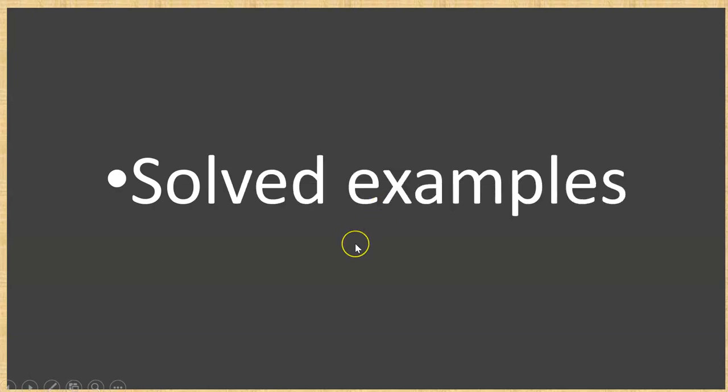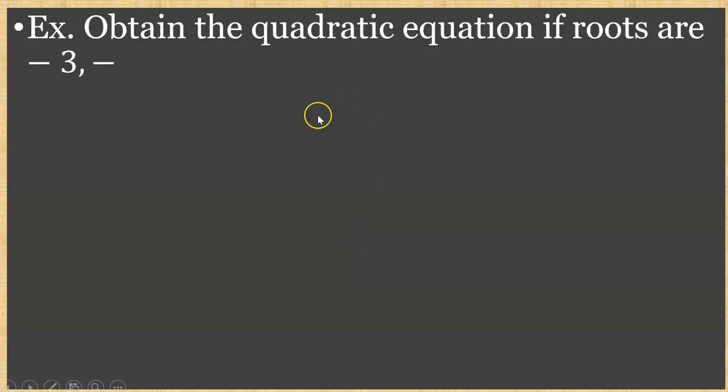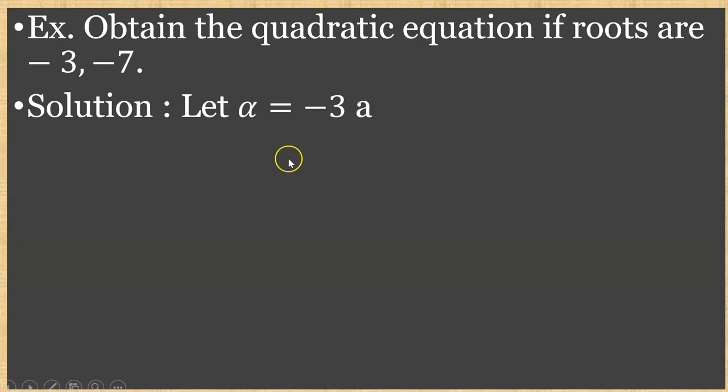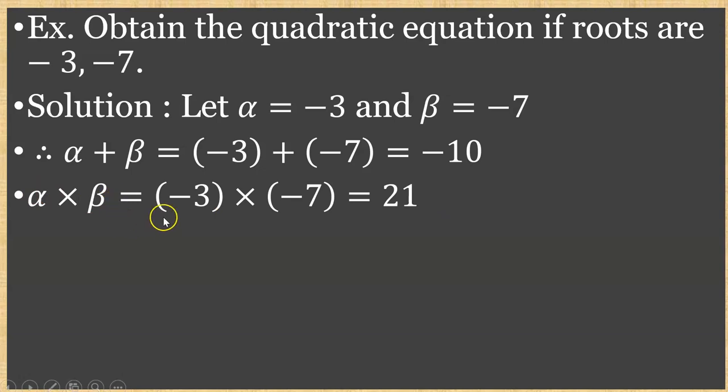Now we will see a solved example. Obtain the quadratic equation if the roots are minus 3, minus 7. That means the values of alpha and beta are given to us. Alpha is minus 3, beta is minus 7. Alpha plus beta is equal to minus 3 plus, in bracket, minus 7, and that's equal to minus 10. Alpha into beta, minus 3 into minus 7, that is 21.